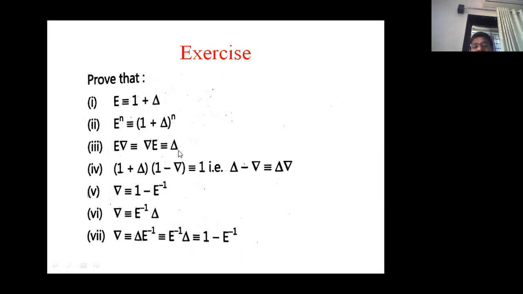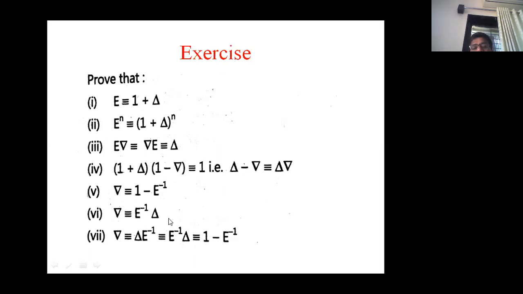We also prove this, E∇ is equal to ∇E is equal to Δ. Then the proof of this. Similarly we prove ∇ is equal to 1 − E^(−1). So how can we prove this? Prove the value of ∇f(x) and the value of (1 − E^(−1))f(x) are both the same.